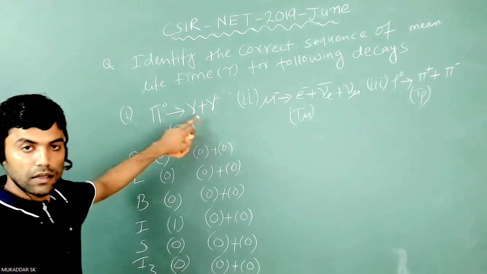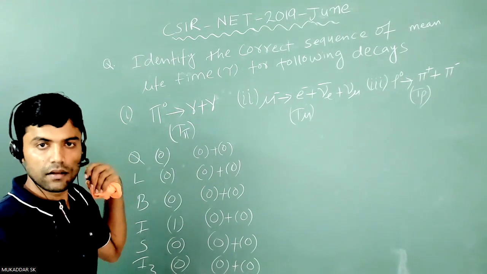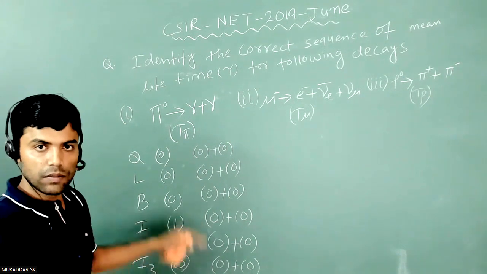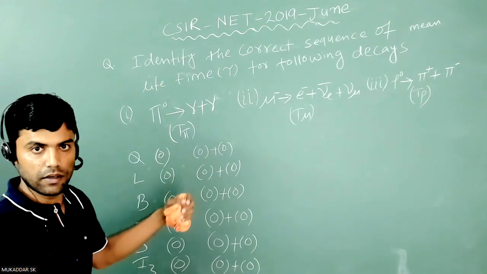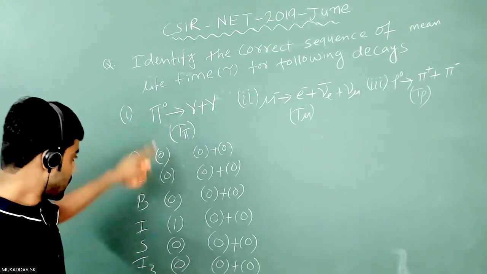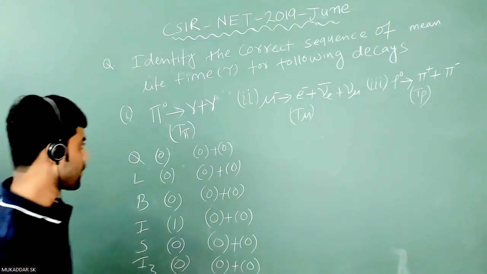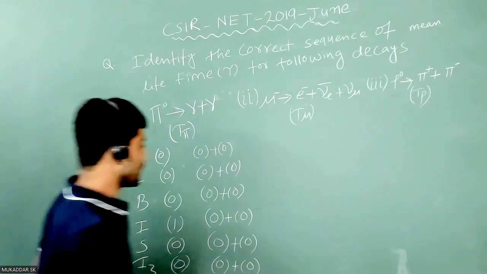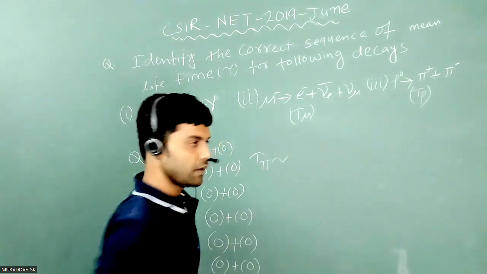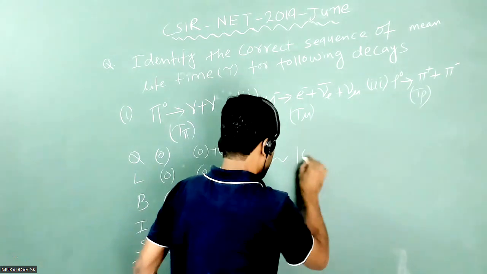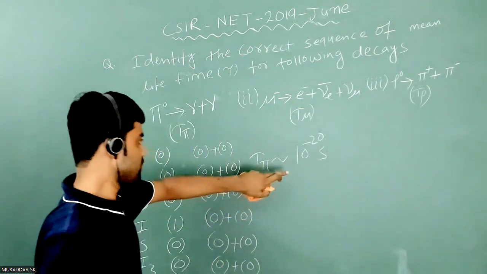Whenever gamma is involved, that means the decay is allowed through EM interaction if all the conservation rules associated with EM interaction are satisfied. So it is satisfying those rules. It means this is allowed through EM interaction, and for EM interaction, the mean lifetime is approximately 10 to the power minus 20 second. So please note this number.